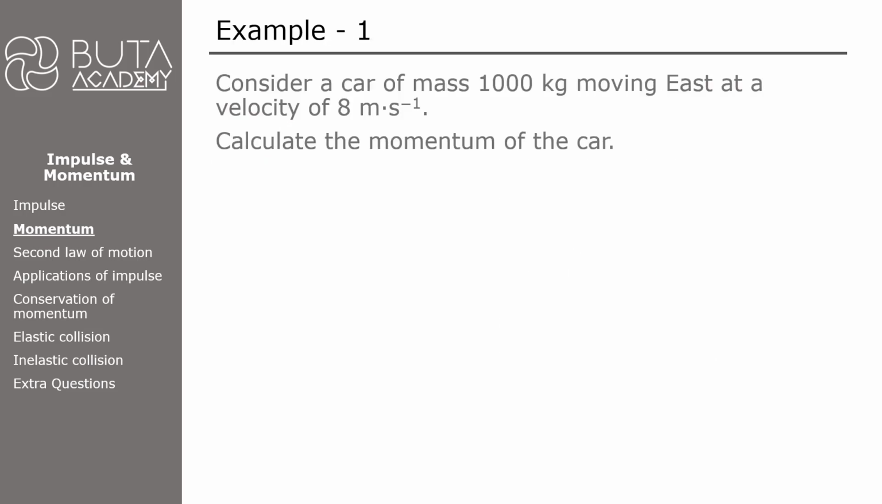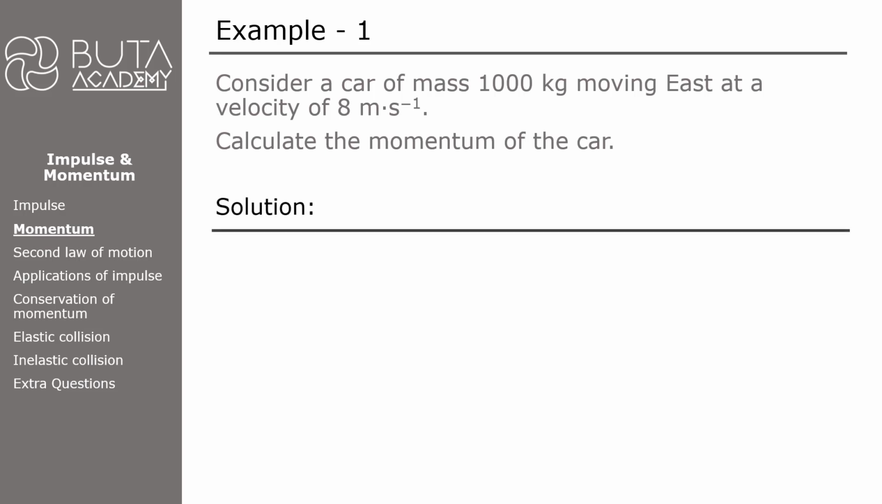In the first example, we are asked to calculate the momentum of a car of mass 1000 kg moving east at a velocity of 8 meters per second. In Capsule-aligned exams, this type of question is generally for 3 marks. The first mark is for writing the correct formula, the second one for correct substitution, and the last one is for the correct answer. Momentum is equal to mass times velocity, where mass is 1000 kg and the velocity of the object is 8 meters per second.